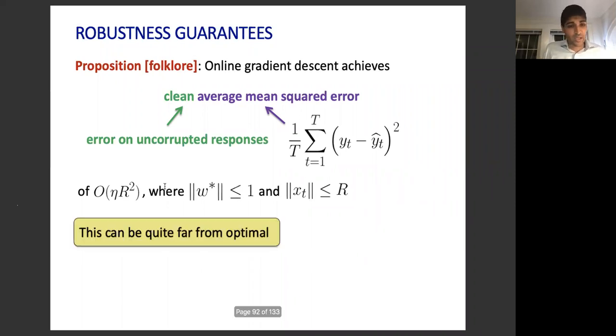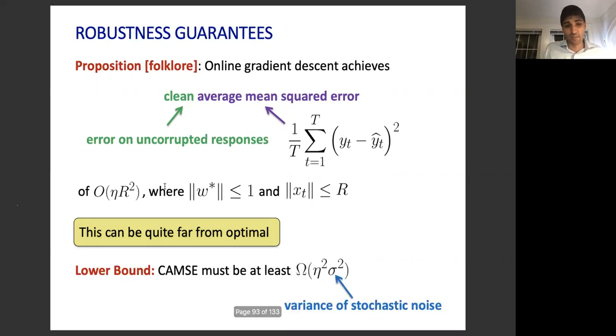So that sounds pretty good until you realize that it's actually extremely far from optimal. Because the optimal lower bound, you can show information theoretically, is that the clean average MSE, you can only show a lower bound that it should be at least eta squared times the variance of the stochastic noise. So it actually should have nothing to do with the dynamic range of the covariates at all.